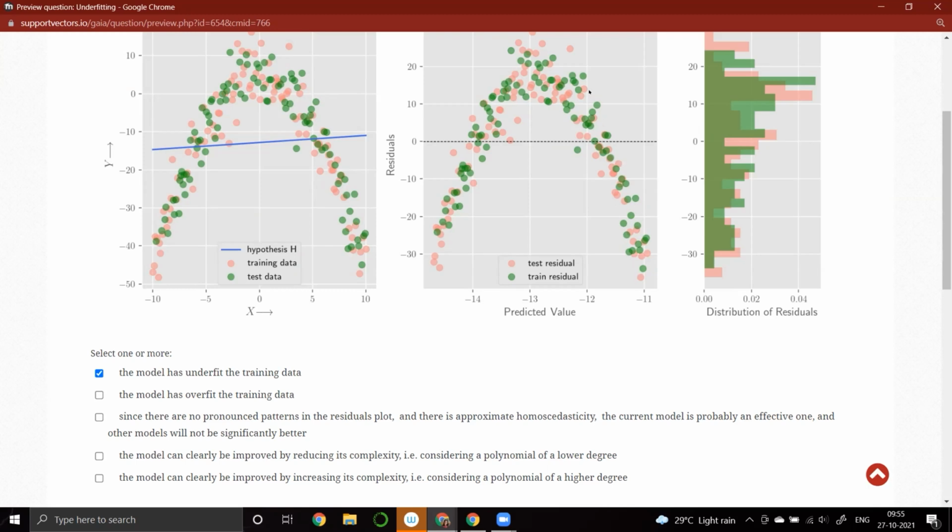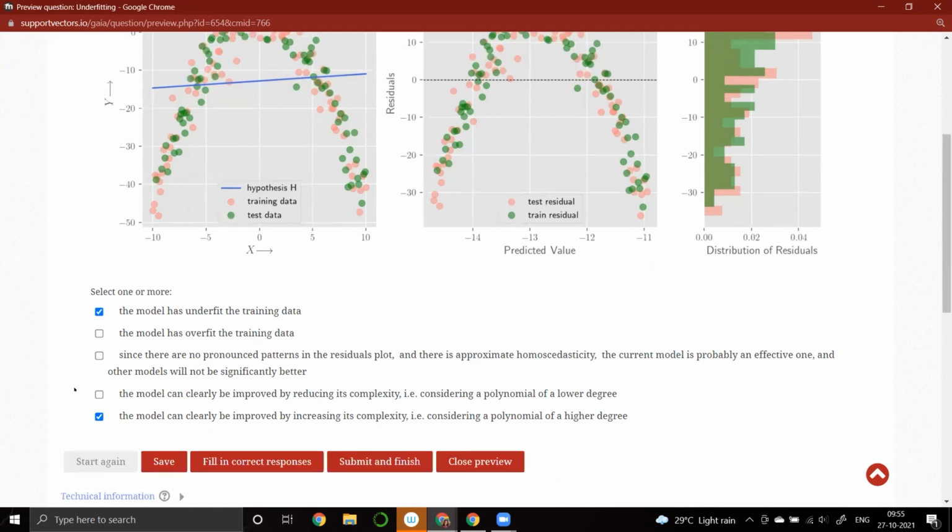The current model is probably an effective one and other models will not be significantly better. This is false, right? We can see a clear pattern in this data. The model can clearly be improved by reducing its complexity, that is considering a polynomial of a lower degree. This model is already too simple. So we need to increase the complexity. So the next option is right.